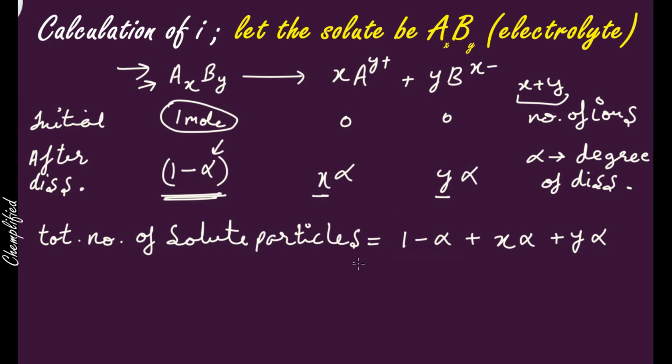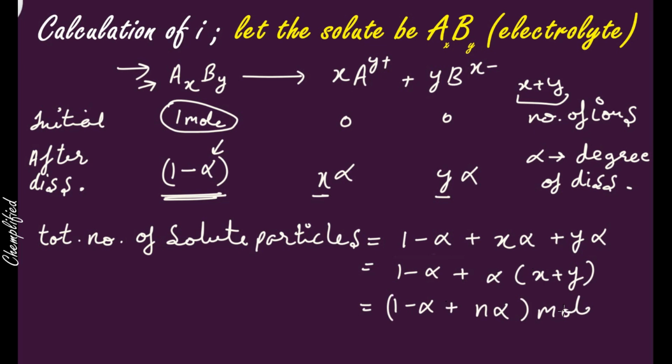Now let's solve it. We get 1 minus alpha plus, taking alpha common, (x plus y) alpha. Now what is x plus y representing? X plus y represents the total number of ions. So in place of x plus y you can write n, n alpha. So how many moles of solute are there? 1 minus alpha plus n alpha, right? Now comes our colligative property.